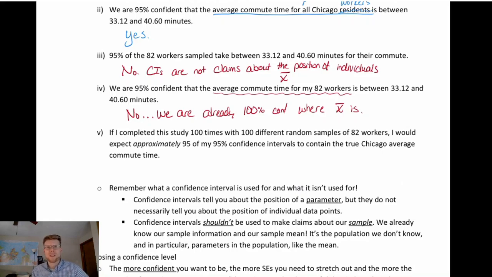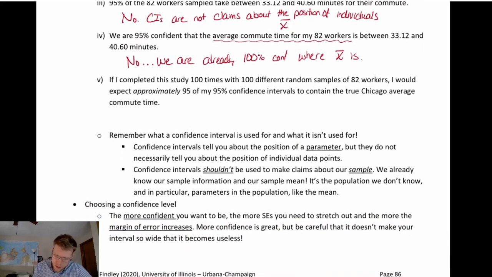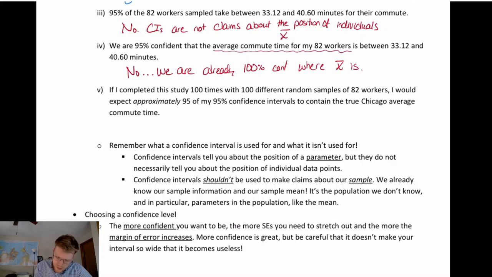So just keep in mind that this is another way to think about it. Maybe it's a little bit confusing, but maybe it's also a helpful reminder of what it is. It's a probabilistic statement about where the parameter exists. Okay, so this is good.